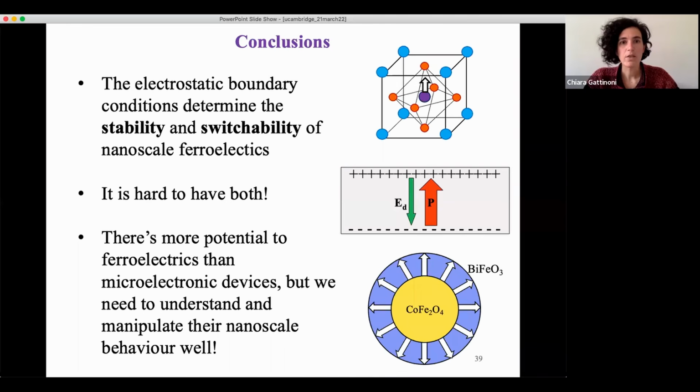And that's about it. So I talked about how the electrostatic boundary conditions influence the stability and the switchability of nanoscale ferroelectrics. We now understand a bit better how to make them stable, but not so much how to make them switchable. And there are other applications for which we really need to understand these nanoscale ferroelectrics very well.